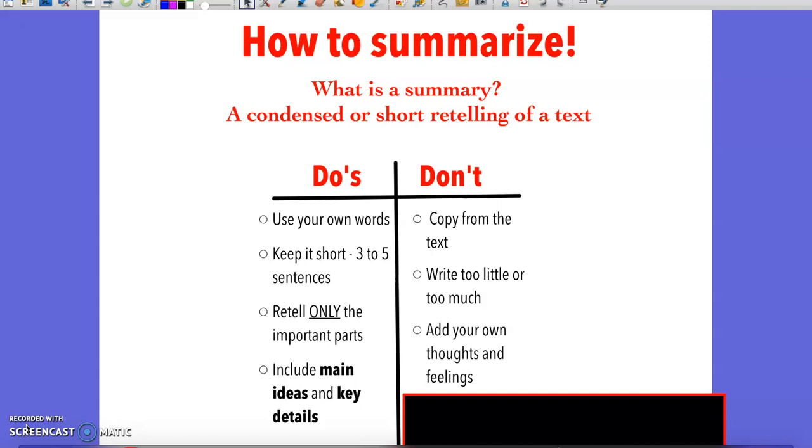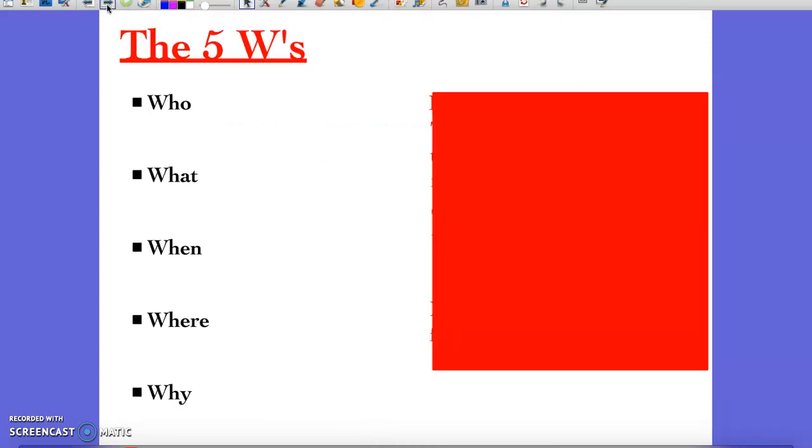Okay, great. So if you've done read aloud, keep going with me. We are going to focus on the 5 W's method today. So the 5 W's again are who, what, when, where, and why.